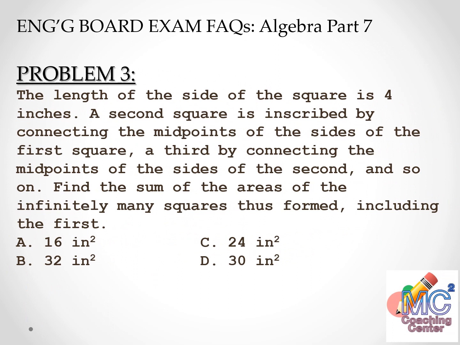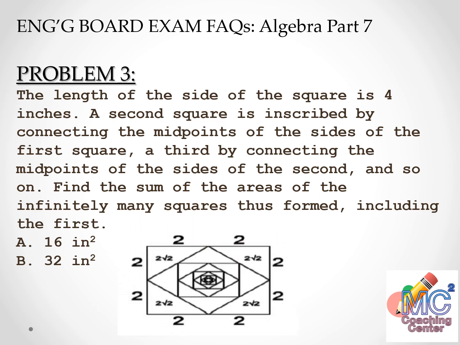Okay, problem number 3. The length of the side of the square is 4 inches. A second square is inscribed connecting the midpoints of the sides of the first square. A third by connecting the midpoints of the sides of the second. And so on. Find the sum of the areas of the infinitely many squares thus formed, including the first. So, ganito po yung itsura niya.